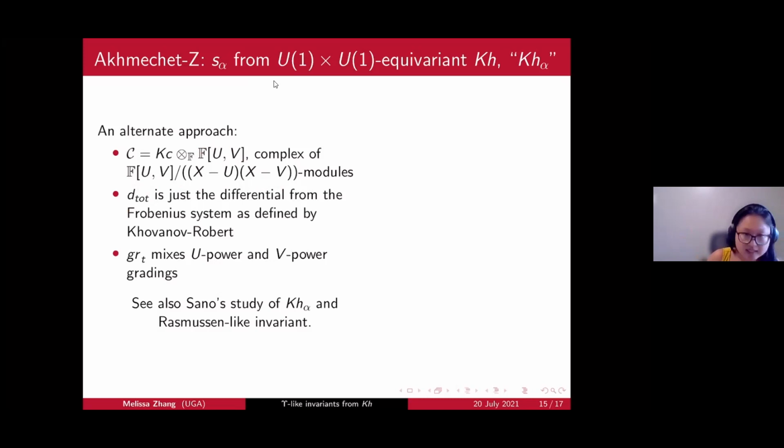The differential is very simple. It's just very similar to the usual Khovanov differential. It's defined in a paper by Khovanov-Robert. Now, we also have these U power and V power gradings, not from some sort of divisors, right, as in the Heegaard Floer case, but rather just from the fact that we're assuming the roots of this polynomial live inside our ground ring.